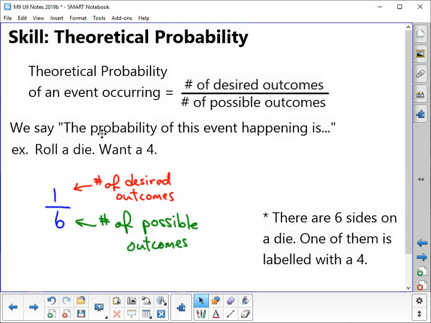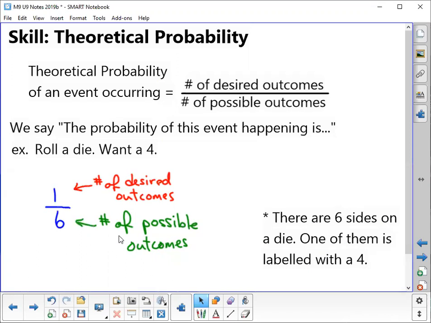So we say the probability of this event happening is this number over that number, or this number out of that number. So if we roll a die, what is the chance of a 4 being drawn? We want a 4. Well, there is only one desired outcome that we want. It's a 4. There's only one 4. So there's only one outcome that we're interested in.